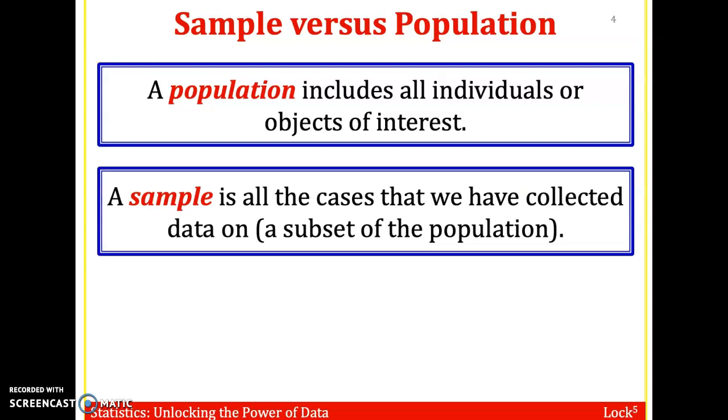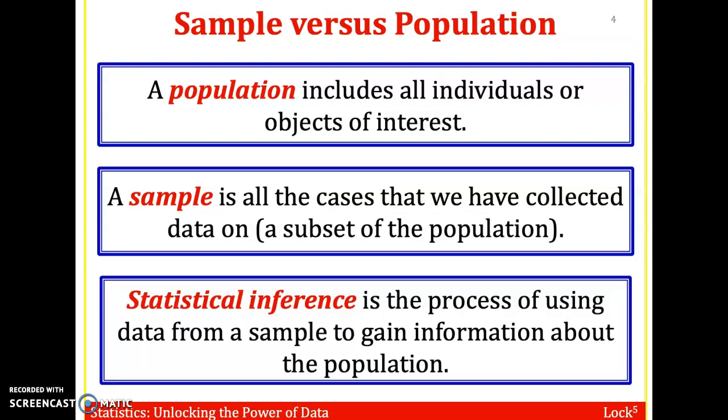A sample is all the cases that we have collected data on. So a sample is going to be a small subset of the population. And statistical inference is the process of using data from a sample to gain information about the population. This is huge because we're going to spend most of this class discussing the power of statistical inference and the drawbacks and limitations of statistical inference. But it's that process of using data from a sample to get information about the population.